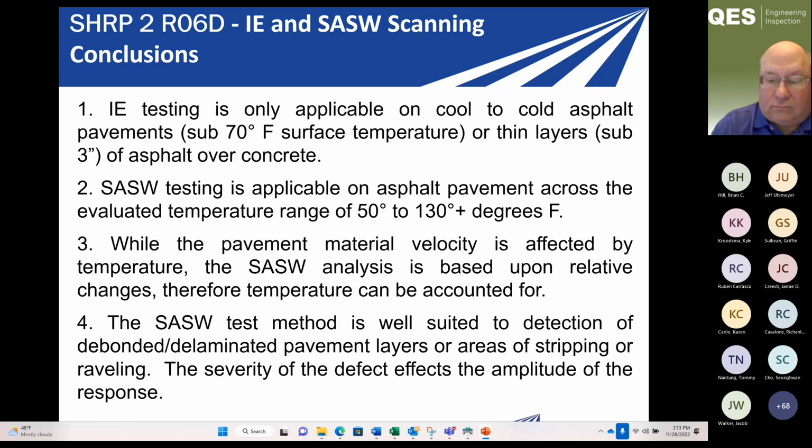And so while those temperatures do affect the velocities that we're measuring in the pavements, we can control or back out from those temperature effects, and look at the SASW results on a relative basis to detect those anomaly areas. So that SASW method is well suited to detection of debonded, delaminated pavement layers, as well as stripping or raveling. And again, as I mentioned before, the severity of the response: the severity of that drop in velocity, or the lower the relative velocity is, is related to the severity of the defect.